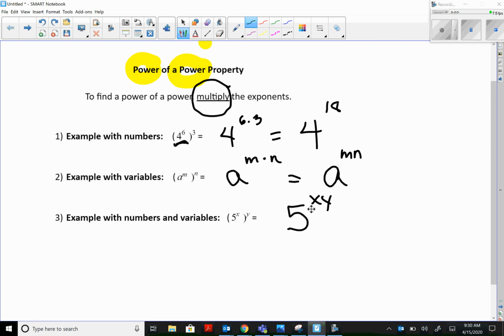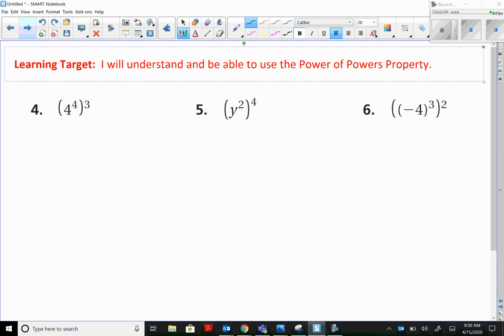I'm going to keep going on this same video. So our learning target is: I will be able to understand and be able to use the power of powers property. Notice I have the word of here, but I've also seen it as power to powers property, with the word to in the middle of them, but it's the same thing.